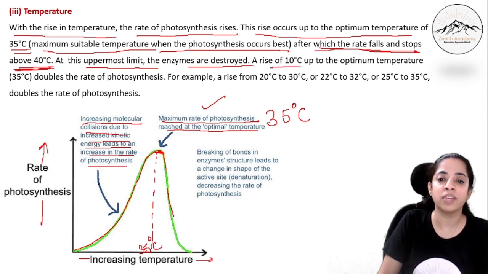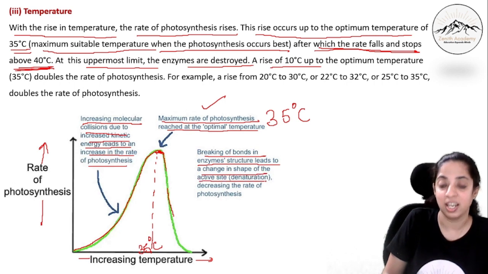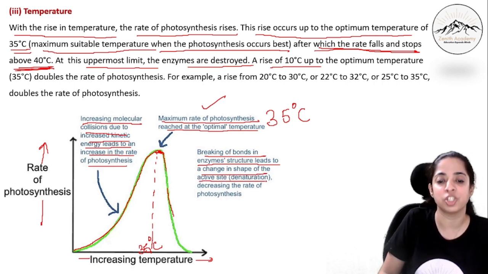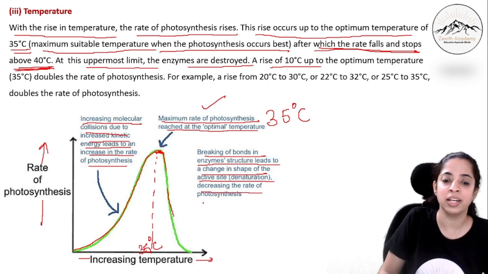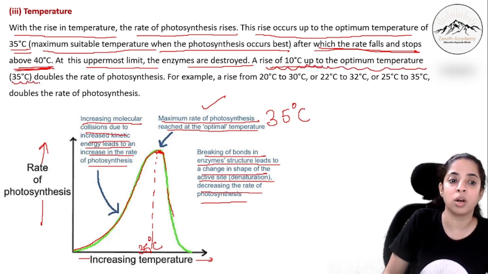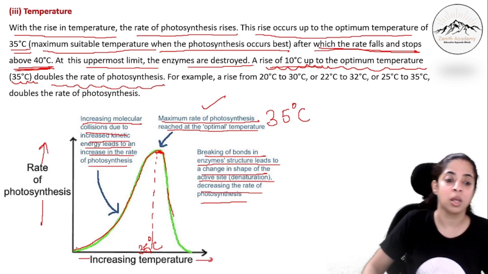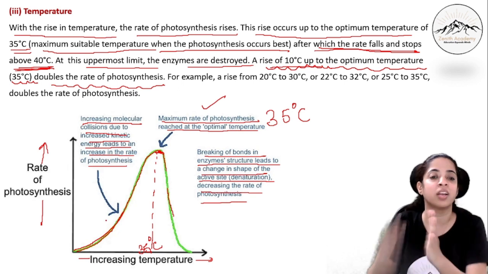Now with every rise of 10 degrees, first you watch this. Breaking of bonds in the enzyme structure leads to a change in the shape of active sites. That is, denaturation of the enzymes happens. So the shape of the active site changes, and thereby it decreases the rate of photosynthesis. Now children, a rise of 10 degrees up to the optimum temperature, that is up to 35, doubles the rate of photosynthesis. It means that when you increase the temperature by 10 degrees, the rate of photosynthesis keeps on doubling.